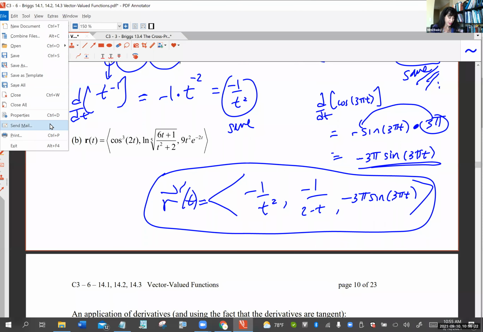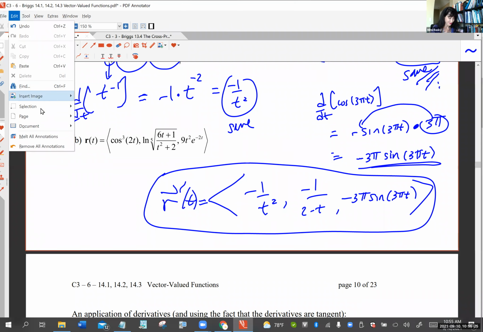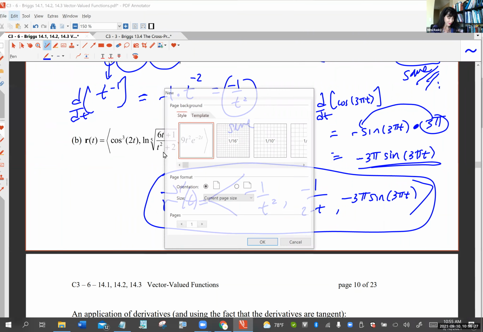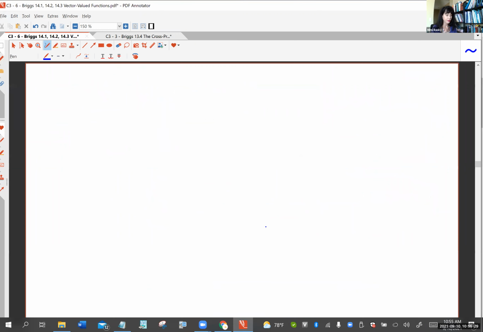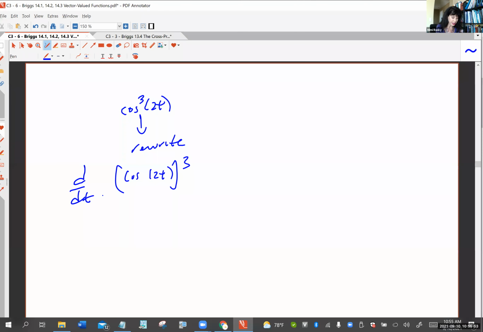Okay, now let's do letter B because it's pretty gross. I didn't leave myself any room. Let's do some chain rule. So let's look at this cos cubed. You're going to take the derivative of a cos cubed. What I would do, just to make sure you don't screw up, is I rewrite it where I put the cubed outside. Because when you apply the chain rule, that's the outer function of this composite function. Now take the derivative with respect to t of this.